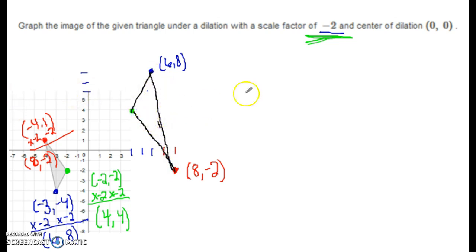And a couple things you want to double check. First of all, you want to make sure it's exactly 2 times bigger, which it is. And then you also want to make sure that your orientation changed, because remember that scale factor was negative. Here the blue was on the bottom, now the blue is on the top. Red was on top, now it's on the bottom. So our orientation has changed. So I feel really confident that we did that correctly. All right, good luck.